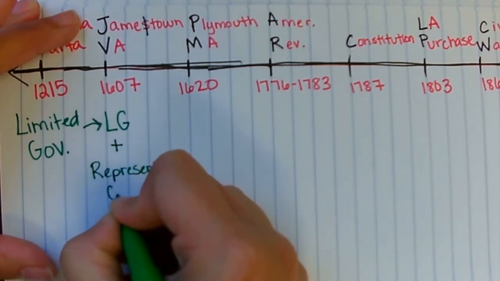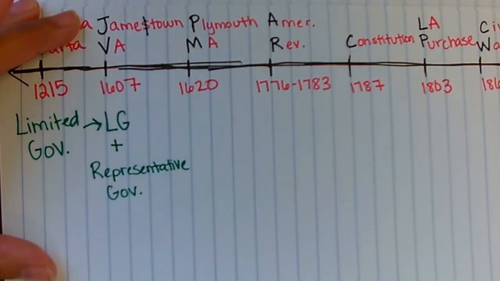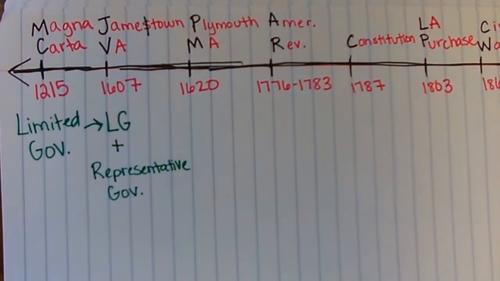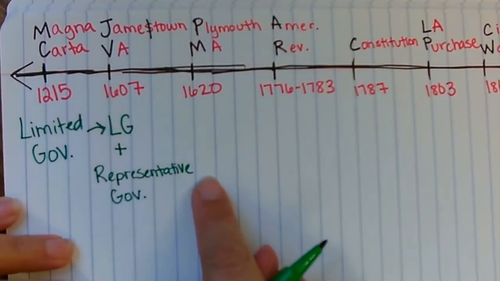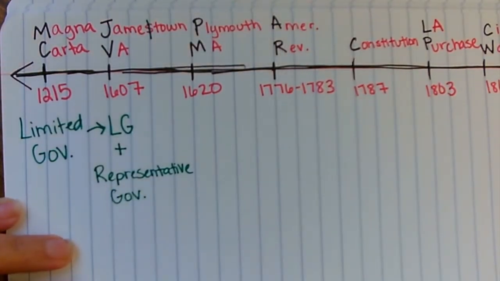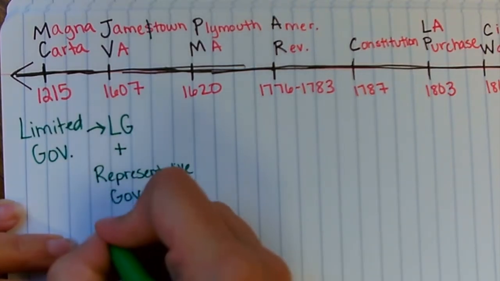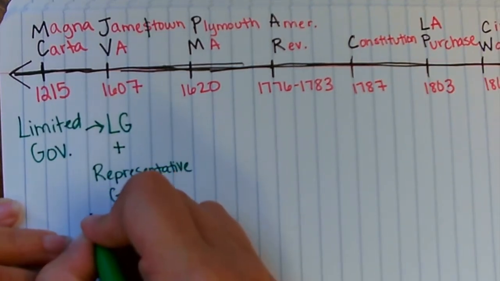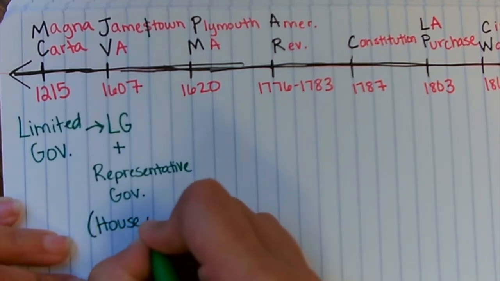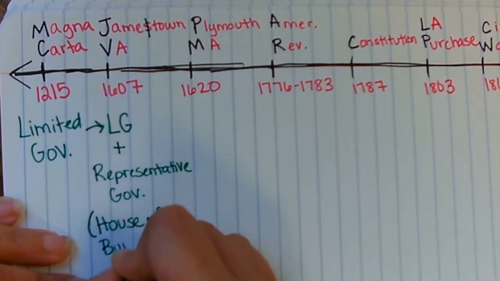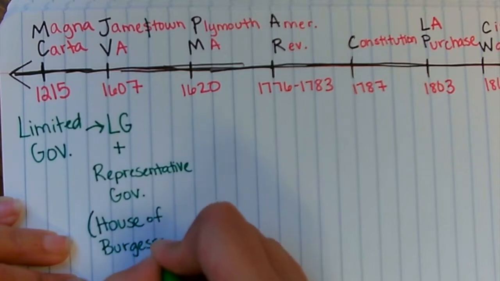And we're writing it out right now. We don't normally write it out after the first time. So this is our first time, so we're going to write it out. So they're going to have representative government. We know that they have representative government because they had the House of Burgesses. If you remember, they elect people to the House of Burgesses to be their voice.